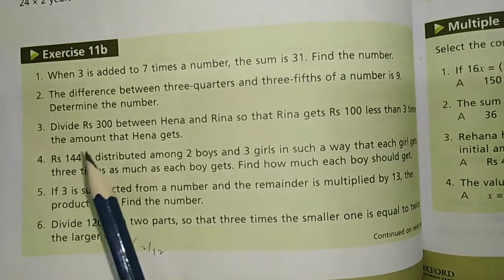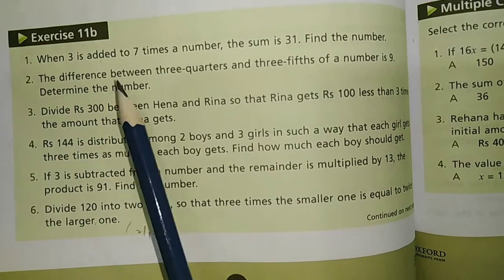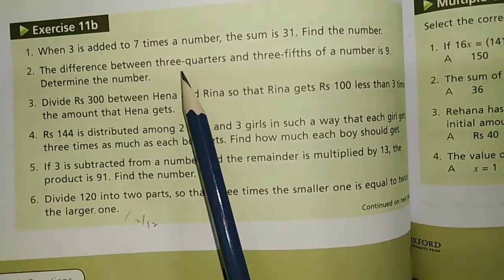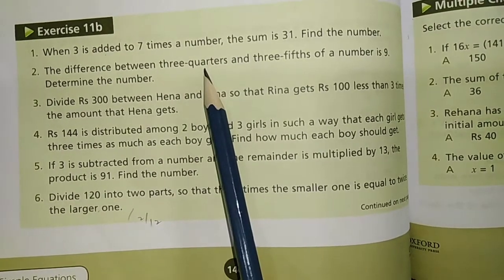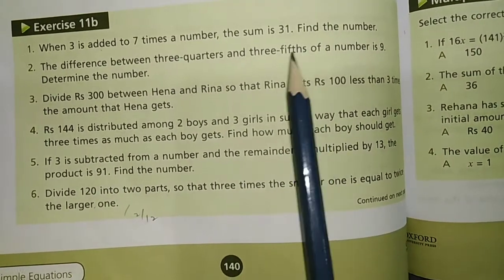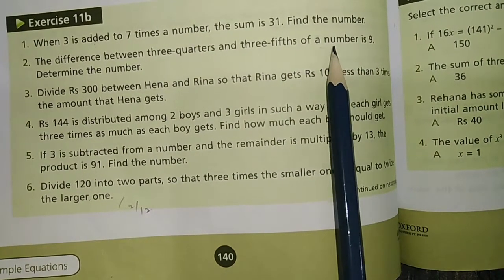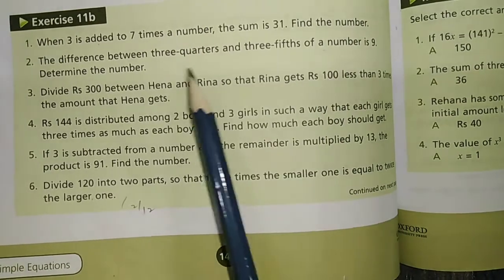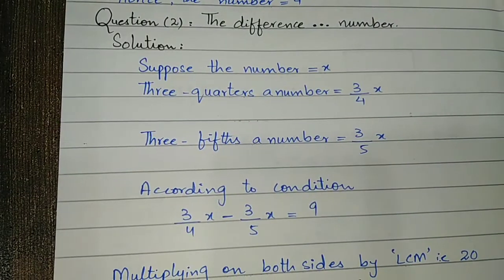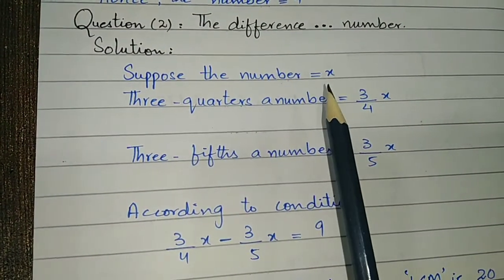The question number 2 is that the difference means subtraction. So the difference between 3 quarters and 3 fifths. 3 quarter means 3 by 4, quarter means 4. And 3 fifths, that is 3 over 5, of a number is 9. Determine the number. The number is not given, so we have to suppose it. Suppose the number is x.